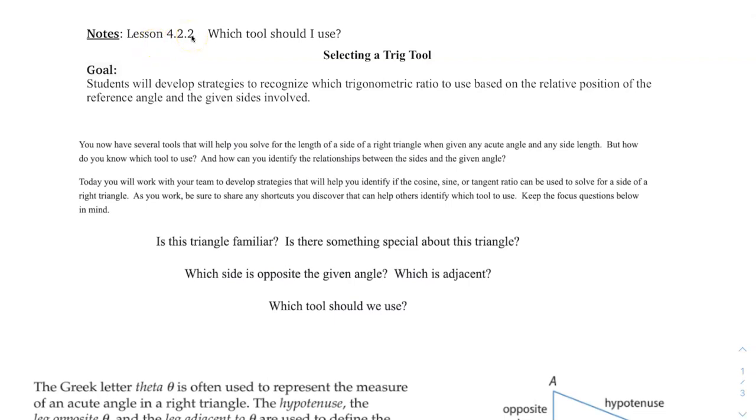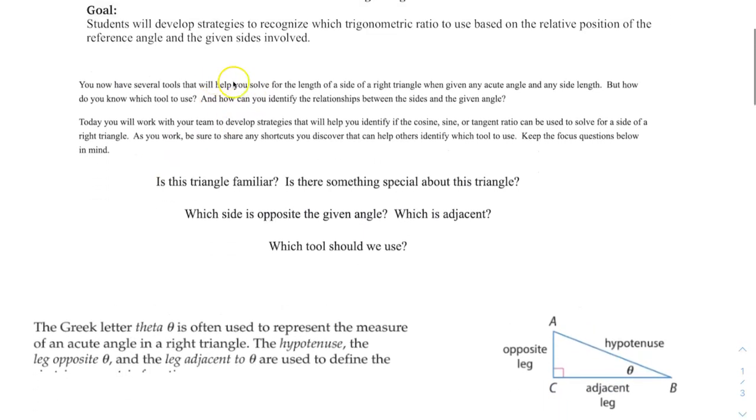Lesson 4.2.2. Which trig tool should I use? Our goal for this lesson is that students will develop strategies to recognize which trig ratio to use based on the relative position of the reference angle and given sides involved. So basically we're going to talk about shortcuts to figure out which trig values you should use. The same thing we did last time, but shortcuts.